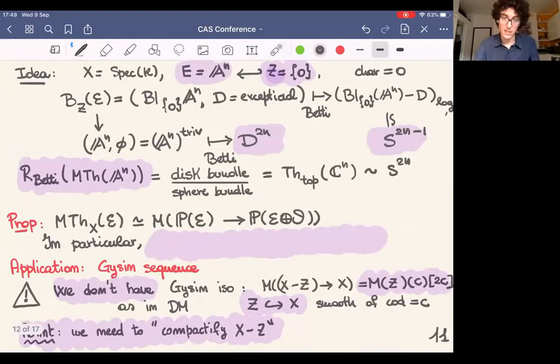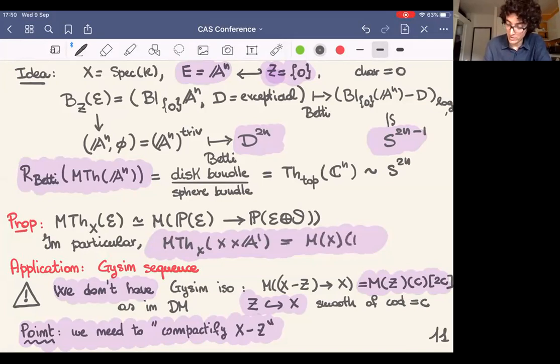Okay, so that's the idea. Let me go back to this slide. Now that you have this definition, you can compute this Thom space in nice cases. For example, the Thom space of E over X is the same thing as this cone, the motive of the projective bundle of E plus a trivial summand. And in particular, this gives you that the motive over X of something like X times A^1 is what you expect: M of X, Tate twist 1, shift 2.